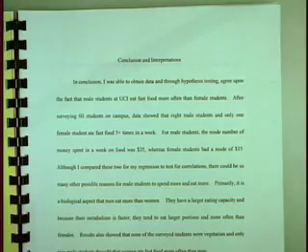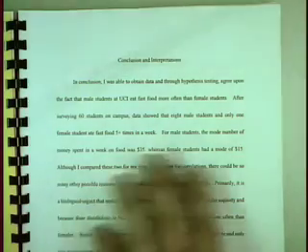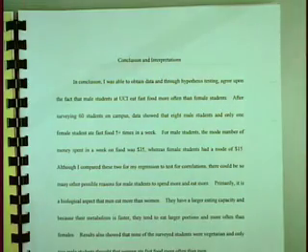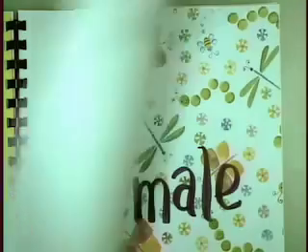And the most important part, the last part, the conclusion and interpretations. And what did you find out? What was it that your hypothesis was testing? And then at the end, you just put all your raw data. Now let's go to another project.